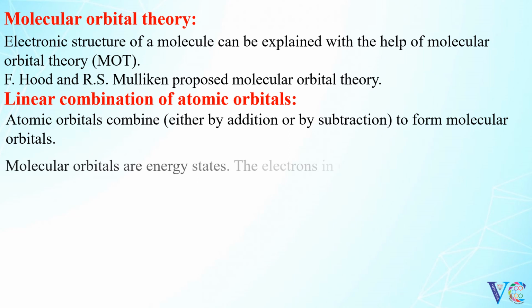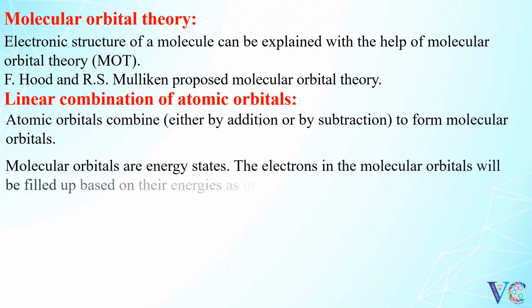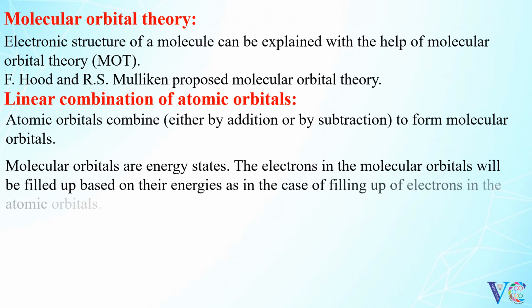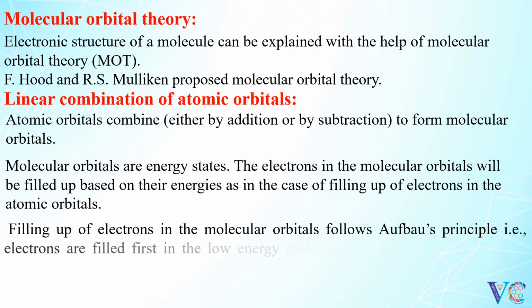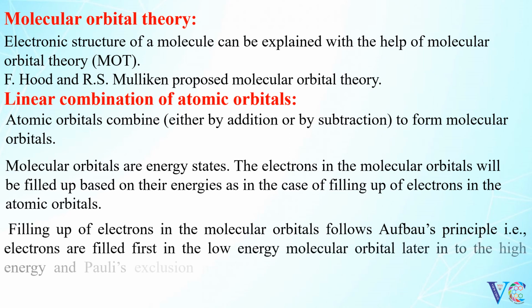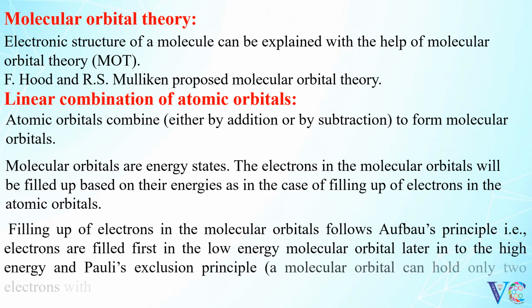The electrons in the molecular orbitals will be filled up based on their energies, as in the case of filling up of electrons in the atomic orbitals. Filling up of electrons in the molecular orbitals follows Aufbau's principle, that is, electrons are filled, first, into the low-energy molecular orbital, later, into the high-energy molecular orbital, and Pauli's exclusion principle, that is, a molecular orbital can hold only two electrons, with opposite spins.